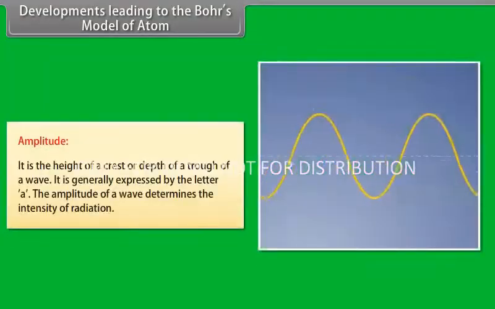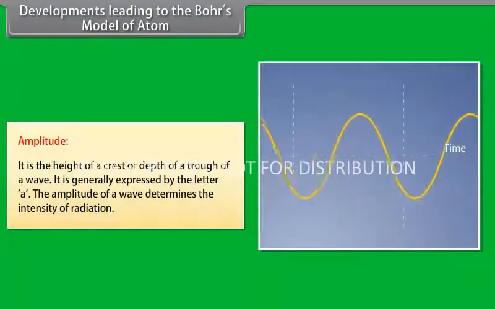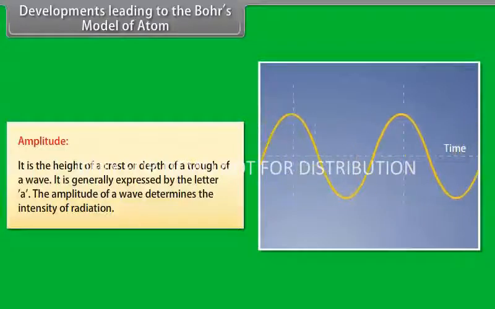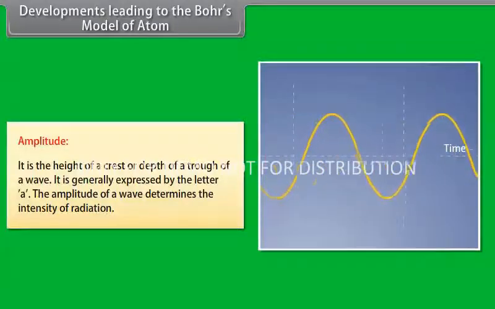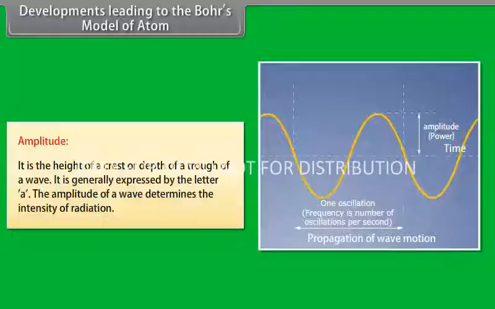Amplitude. It is the height of a crest or depth of a trough of a wave. It is generally expressed by the letter A. The amplitude of a wave determines the intensity of radiation.